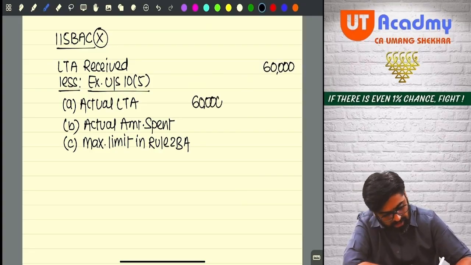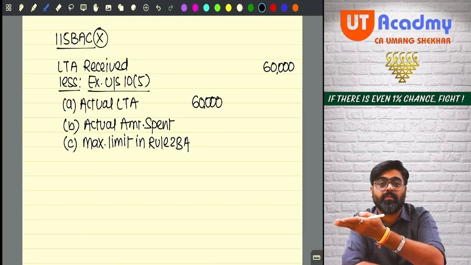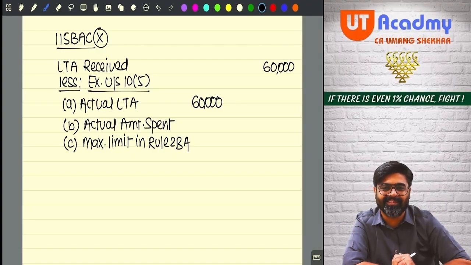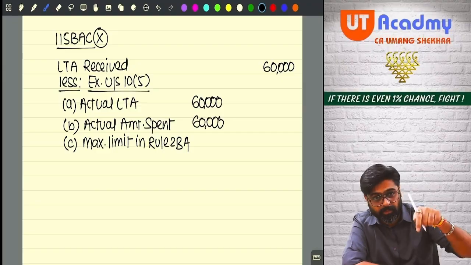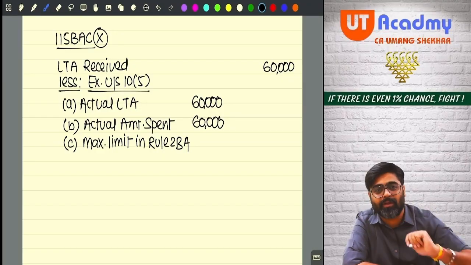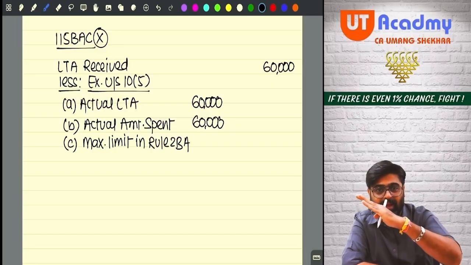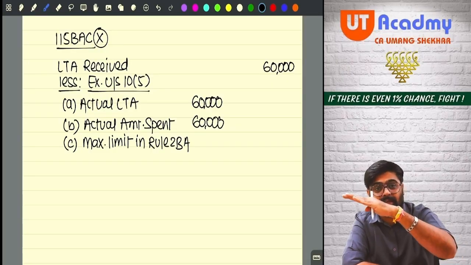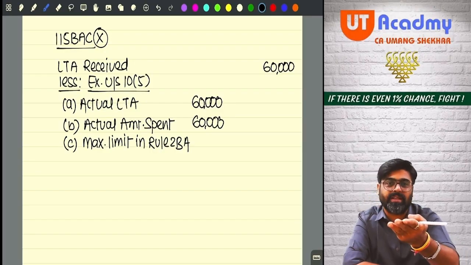60,000 LTA is given towards the actual reimbursement, meaning the actual amount spent is also 60,000. So the actual amount spent is 60,000, and they have spent equal to the economy class airfare only. So what was the economy class airfare? The journey is performed by air, so for that journey the maximum limit is the economy class airfare, and that economy class airfare is only what they have spent.